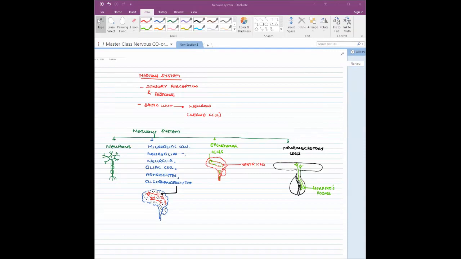Ependymal cells, yes, ependymal cells help to produce your CSF. So there is some fluid which is running; we will see that a little later. The cerebrospinal fluid, which runs through your spinal cord and your brain, is produced by the ependymal cells. Okay, everybody all right?